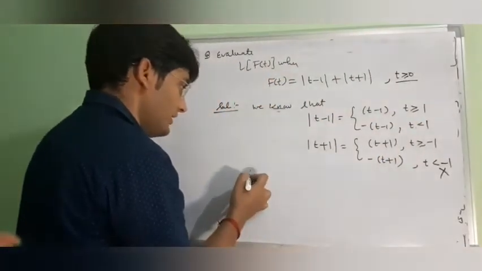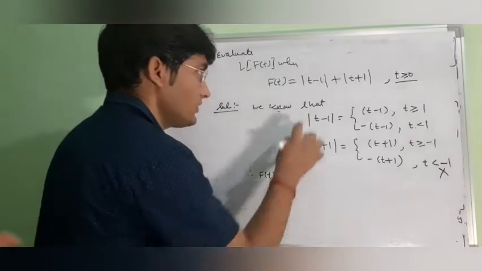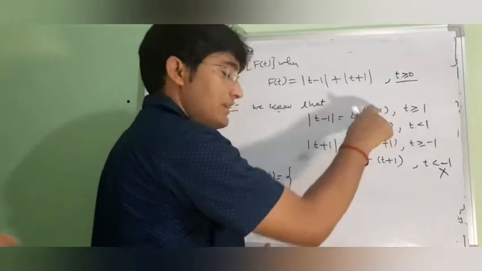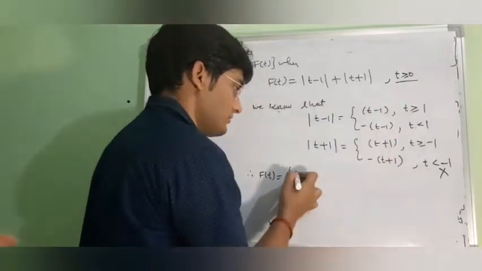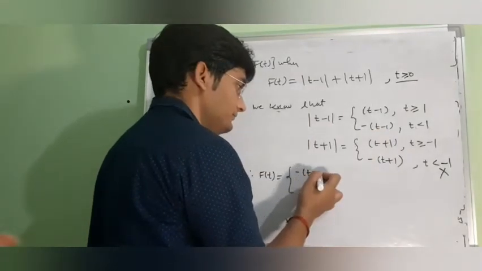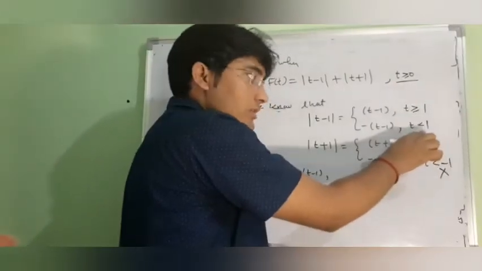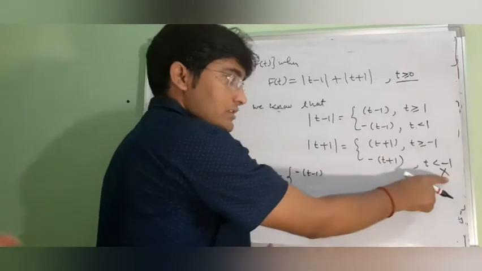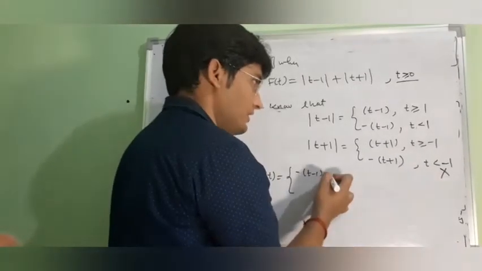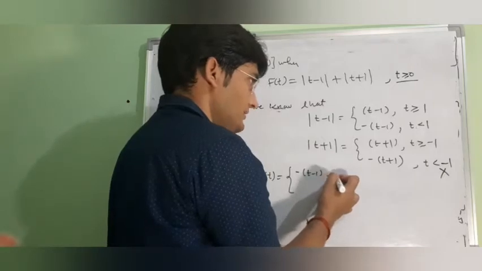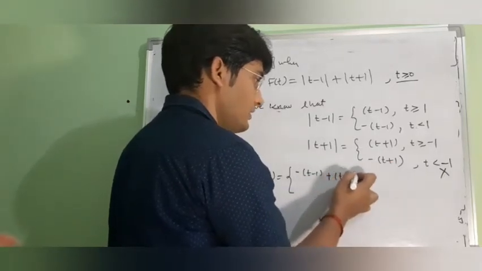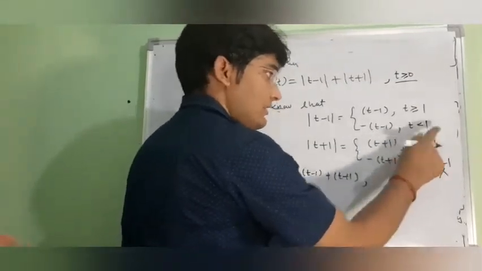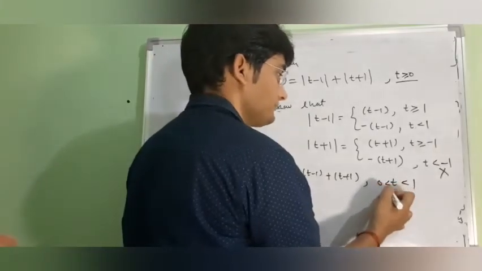So we can write our f(t) as, let us start with minus (t minus 1). So if this is your minus (t minus 1), and now that is true when your t is less than 1. So this is your minus (t minus 1). Now this condition is not possible. So we have just this condition, and that will be plus (t plus 1). And this is when your t is less than 1 but greater than 0, or maybe equal to 0.